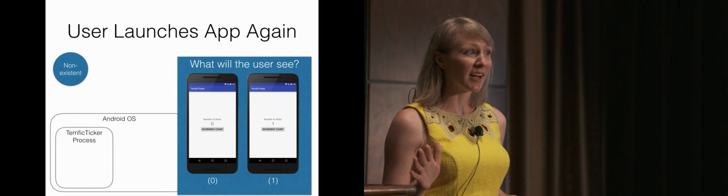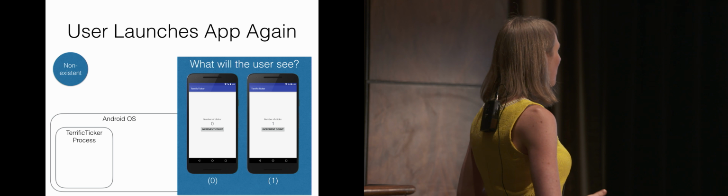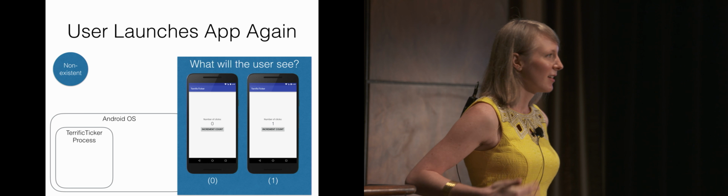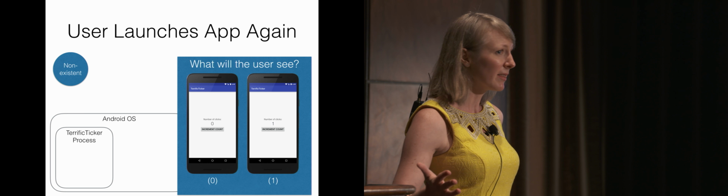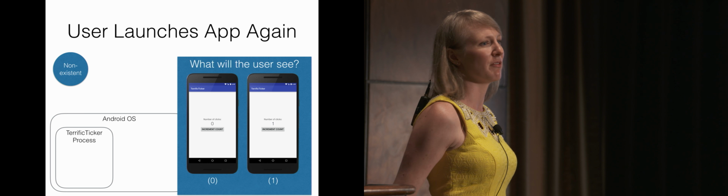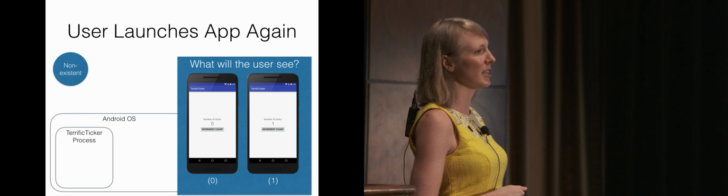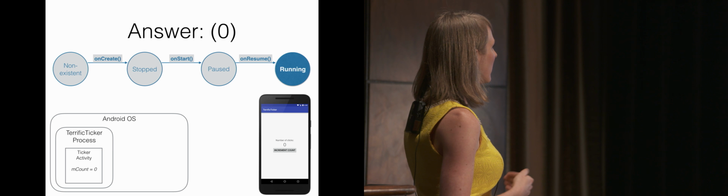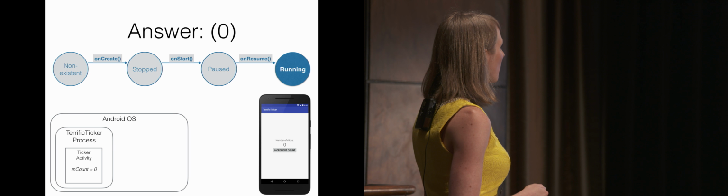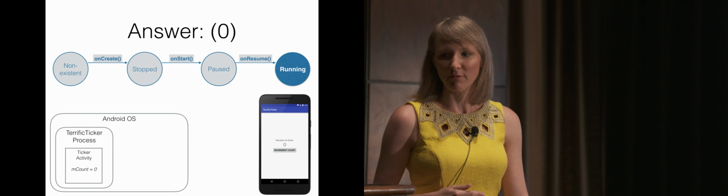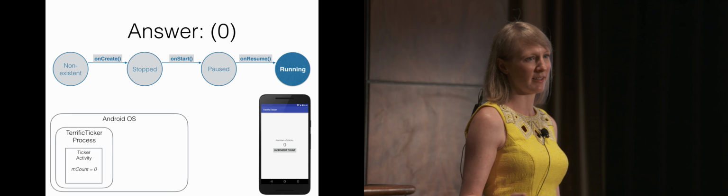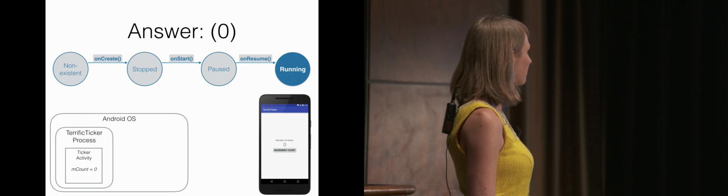Okay, so the key here, if you got it wrong, no big deal, right? That's why we're walking through all of these. The key here is that your activity instance was destroyed. That mCount got destroyed along with it. There is no notion of that state anymore, so it has to recreate your activity from scratch. So this is what the lifecycle would look like, right? We were in the non-existent state, and it moved us through onCreate, onStart, onResume to running, right? And created a new instance of our activity with a count of 0.